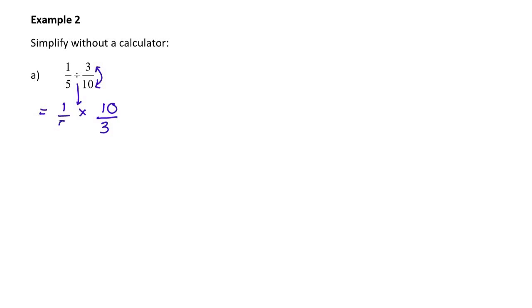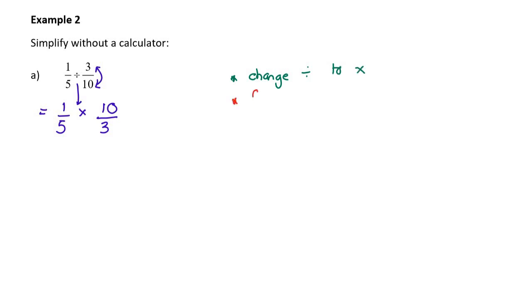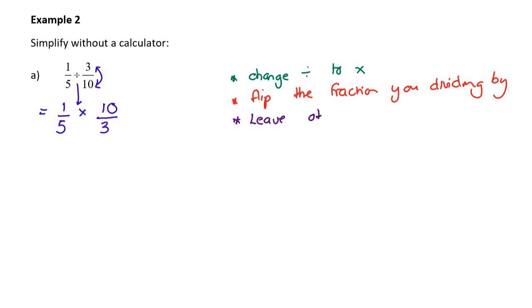Note, nothing happens to the first fraction. So let me just write myself a note here. We basically change the division to a multiplication sign, and you flip the fraction that you're dividing by. Not the first fraction, so you flip the fraction you are dividing by. You leave the other fraction, or fractions if there was more than one, alone. So leave the other fraction alone. So don't start thinking that you have to flip everything.